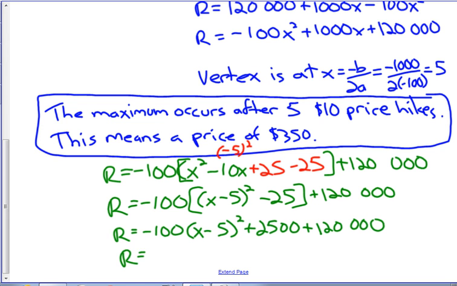Or maximum revenue is going to occur when I have an x value of 5. And the y value, or the actual revenue, is going to be 122,500. Again, not necessary, but gets you to the same place.